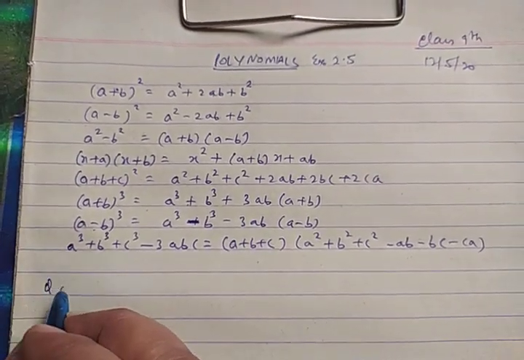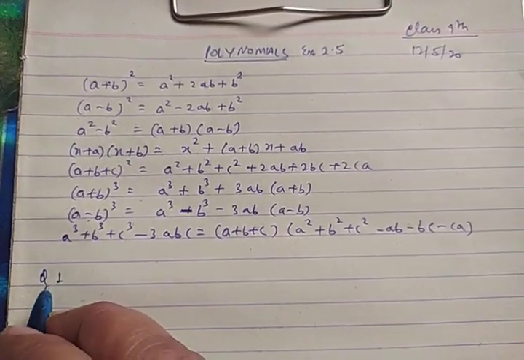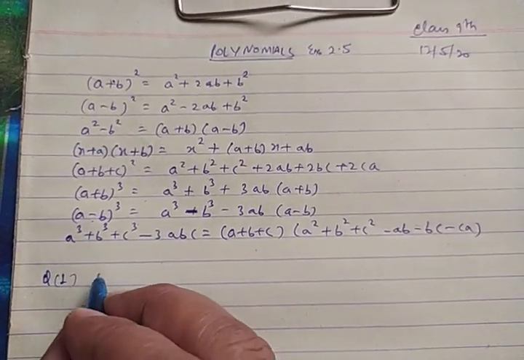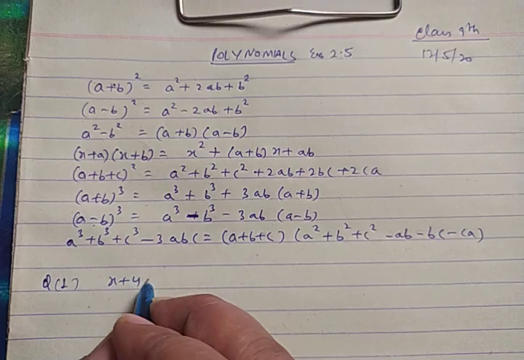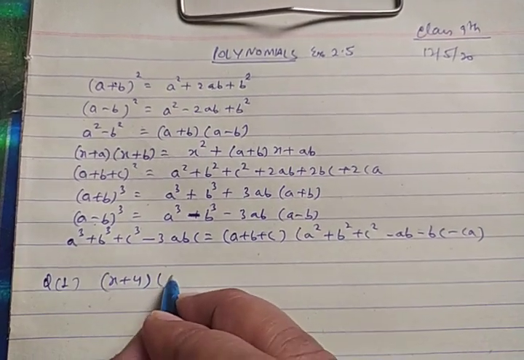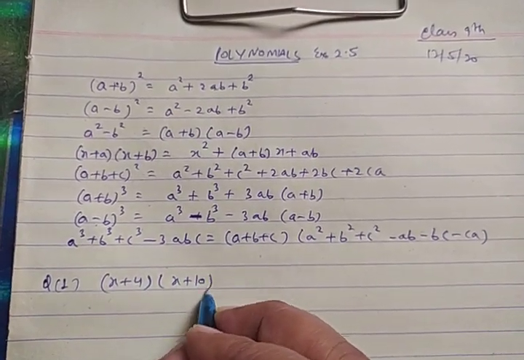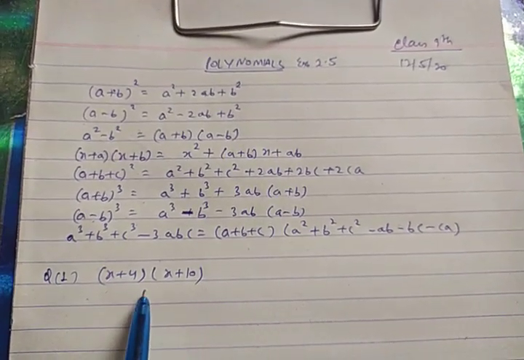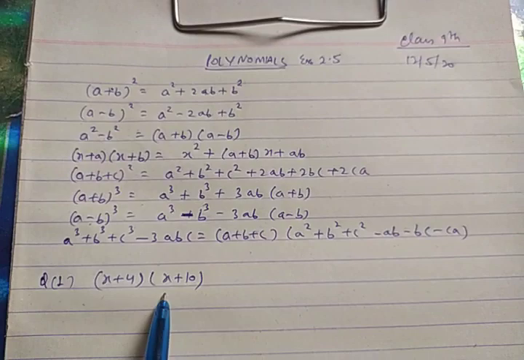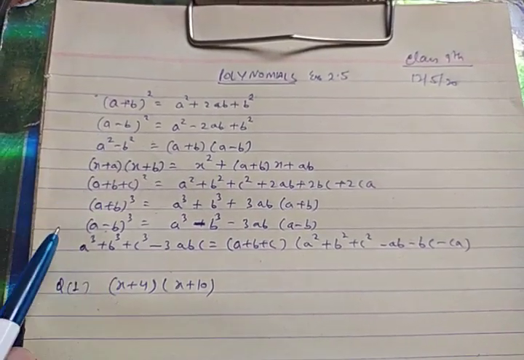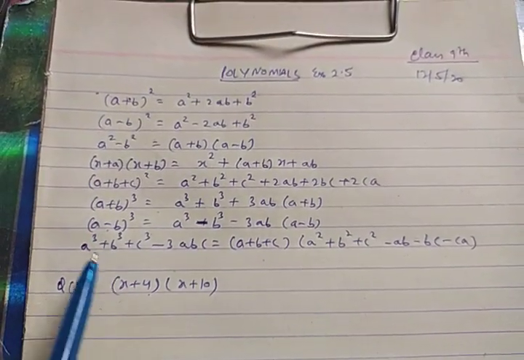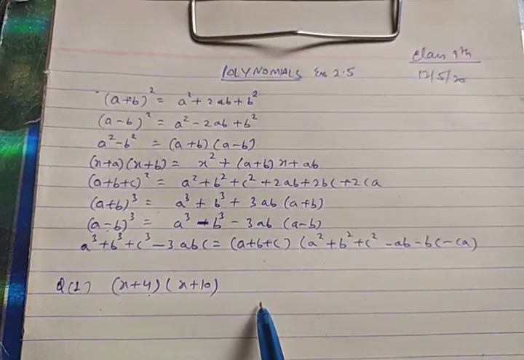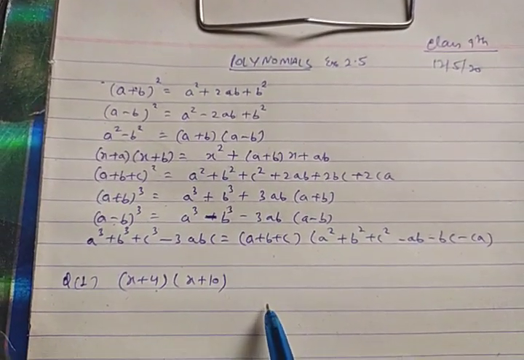Let us take question 1, the first part of question 1. It is written (x plus 4) in one bracket, other bracket (x plus 10). Now you have to simplify it. Simplification means some formula would be looking to be applied here, and you have to use it. I am writing the formula this side for the sake of your understanding, and I am explaining how to use it.